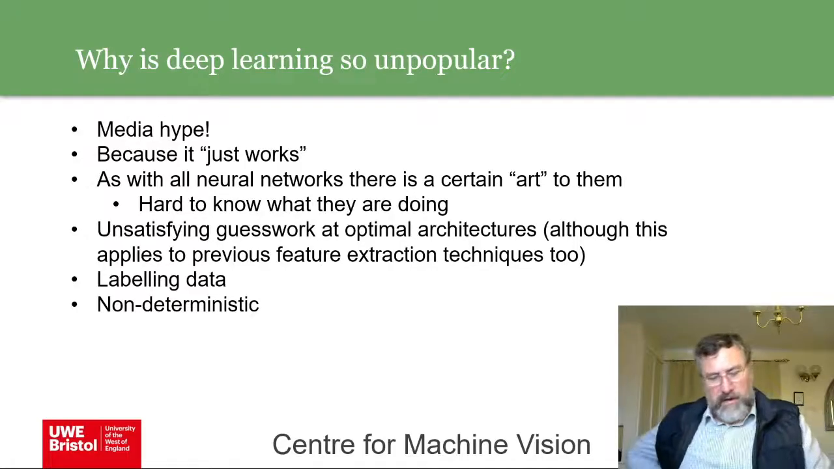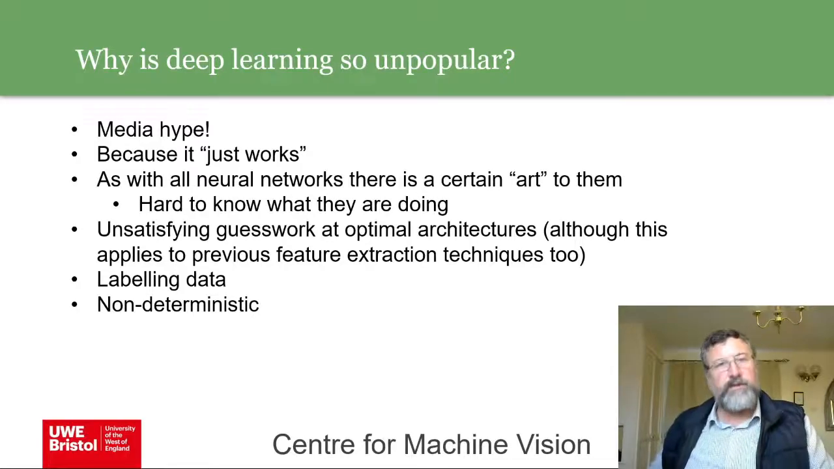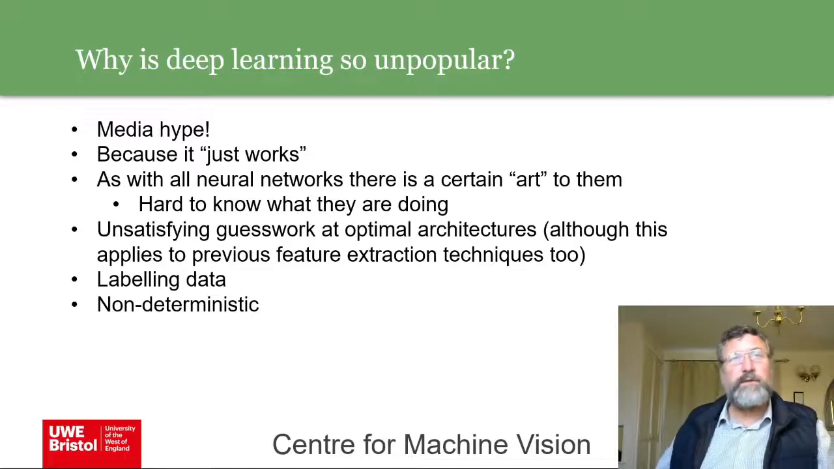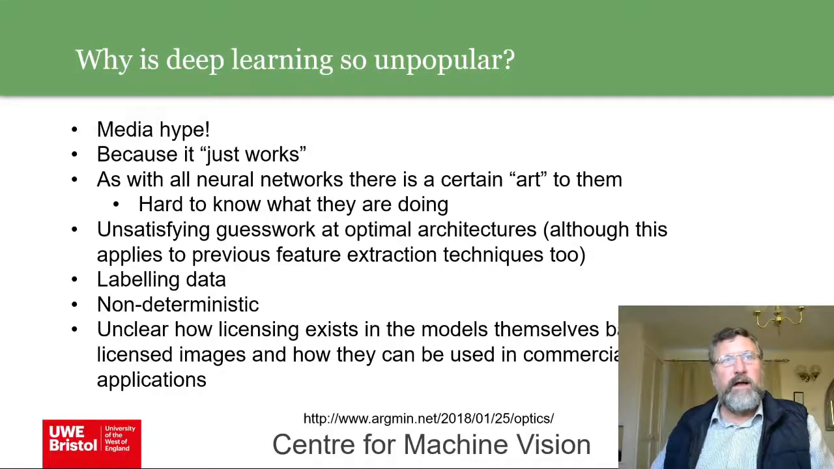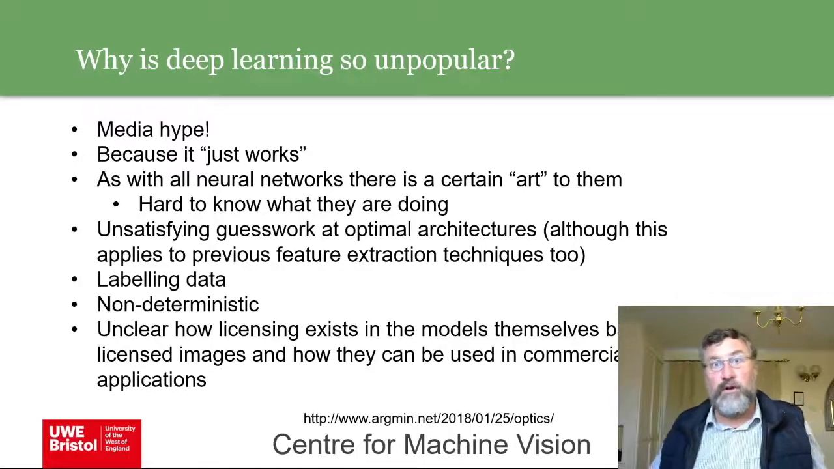Non-deterministic, yeah, we don't have a deterministic solution. It's a database solution. We don't get an equation out of it. So people in industry like to have equations, straight lines that you normally use, but they like some kind of deterministic solution. And it's unclear how licensing exists in the models themselves based on licensed images and how they can be used in commercial applications. Yeah, so that's a little bit unclear. You might have some images that are licensed, but by the time you've done your deep learning and got your network fully trained, how does the licensing relate to the trained network? It's a little bit unclear in the law at the moment, to be honest.